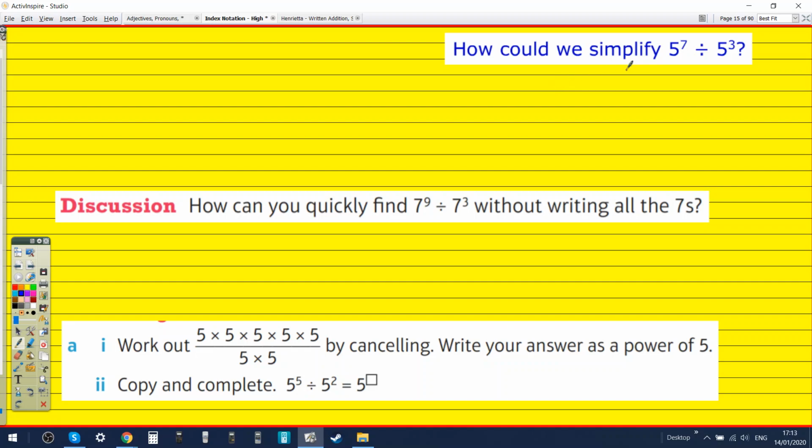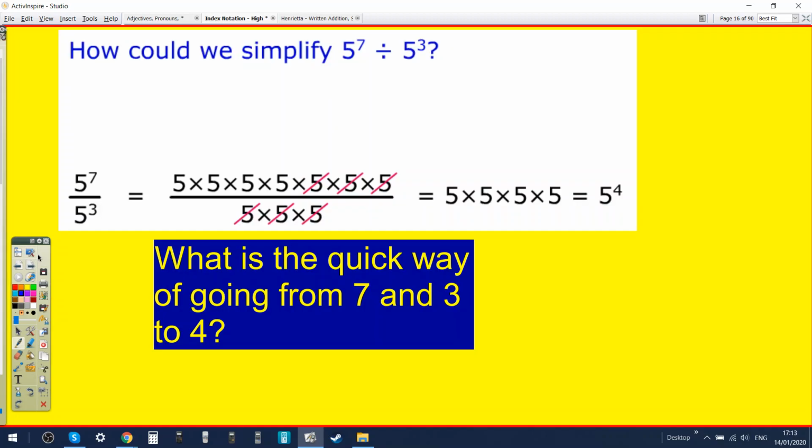Take away. Yep. So how would you do the one up the top? So 5 divided by 5 is 1. So you just copy the base and subtract the indices. So by 4. That's it. Let's see.